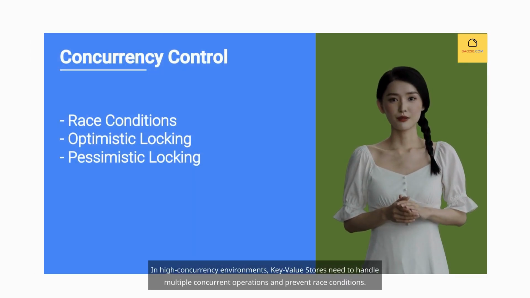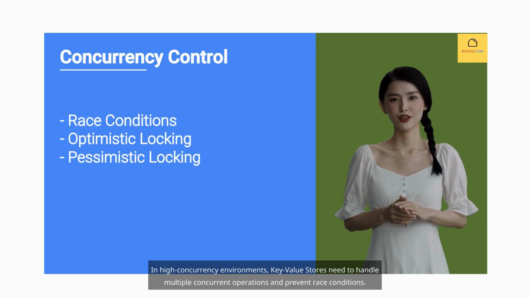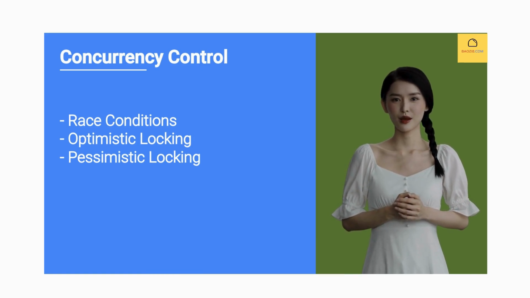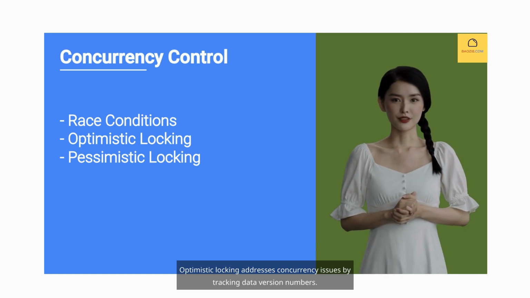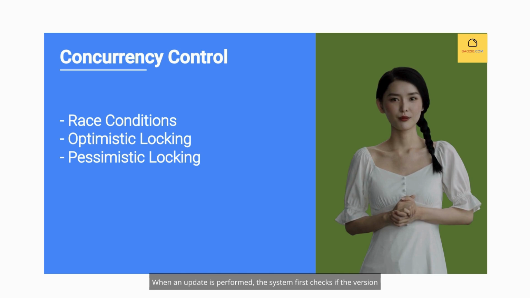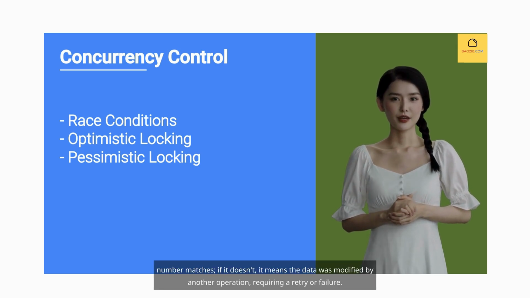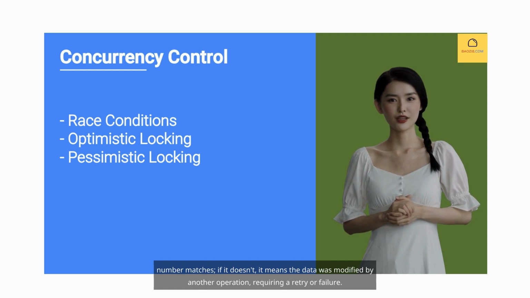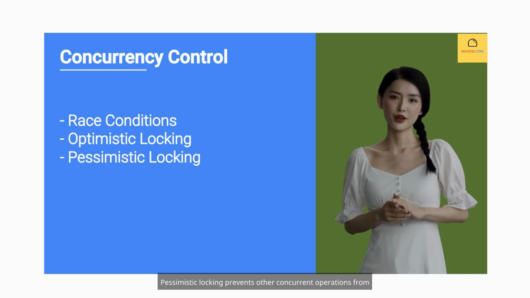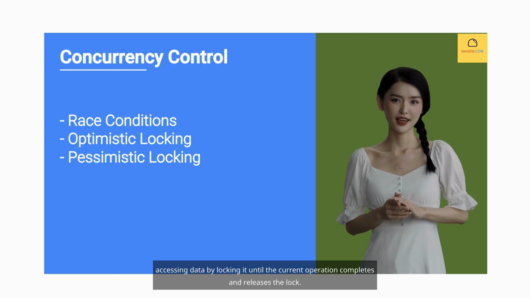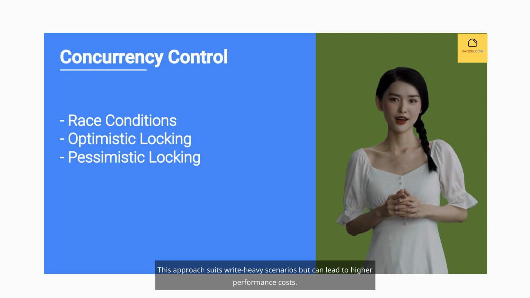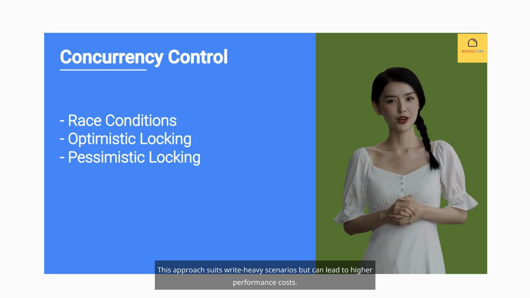In high concurrency environments, key-value stores need to handle multiple concurrent operations and prevent race conditions. We can use two locking mechanisms. Optimistic locking addresses concurrency issues by tracking data version numbers. When an update is performed, the system first checks if the version number matches. If it doesn't, it means the data was modified by another operation, requiring a retry or failure. This method is ideal for read-heavy scenarios. Pessimistic locking prevents other concurrent operations from accessing data by locking it until the current operation completes and releases the lock. This approach suits write-heavy scenarios, but can lead to higher performance costs.